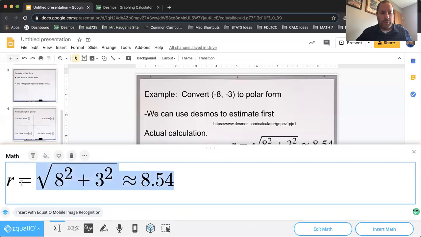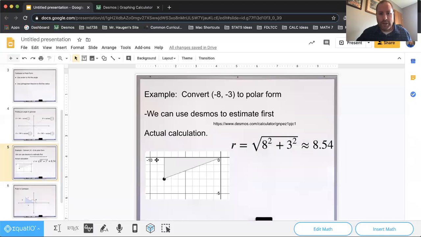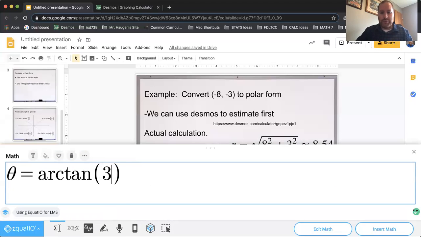And then when we find the angle here, that's going to be, well, we've got to do the arctangent of, well, we've got our opposite side here. Let's bring this down for a second. Our opposite side is 3 compared to 8. So we'd say that's the arctangent of 3 over 8.